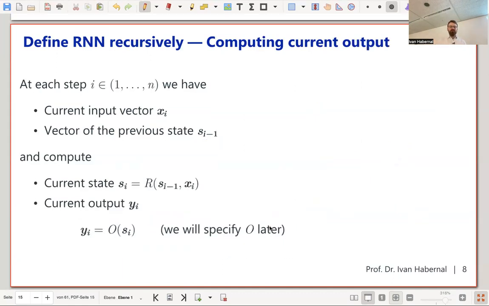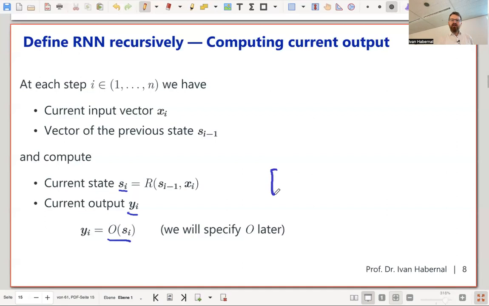So now we know how to compute the current state, and we also need to compute the current output. We're going to use the current state and run some function on that and spit out the output. So what we really care about is the state. We're passing the state from one position to the other.